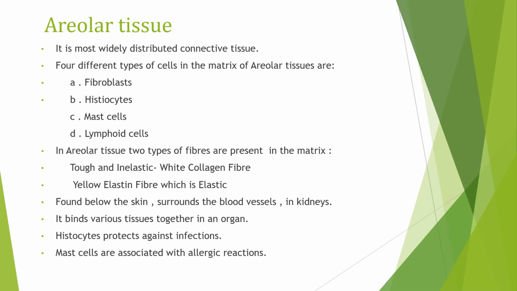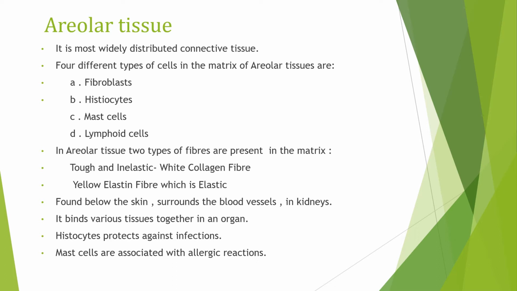These fibroblast cells secrete different fibers. Next is the histiocytes. These are large amoeboid cells which engulf the foreign substances. Now the third one is mast cells. They are irregular in shape and secrete the matrix and the heparin.